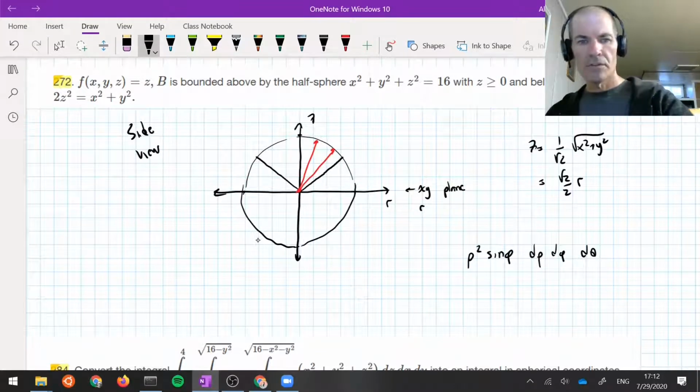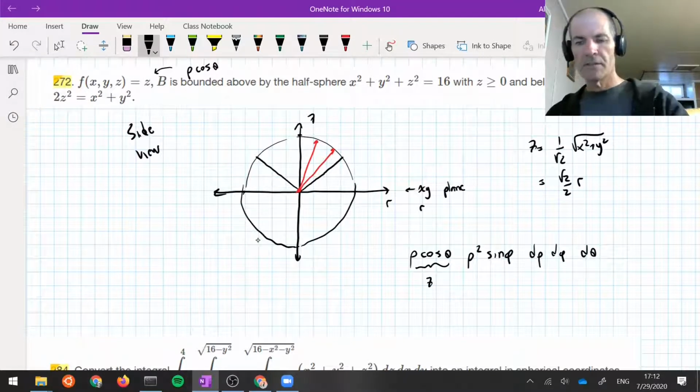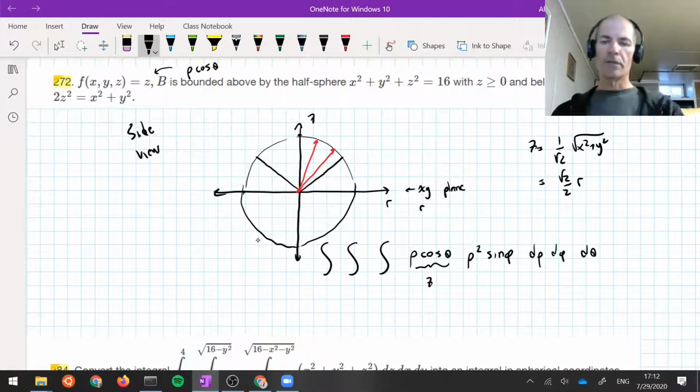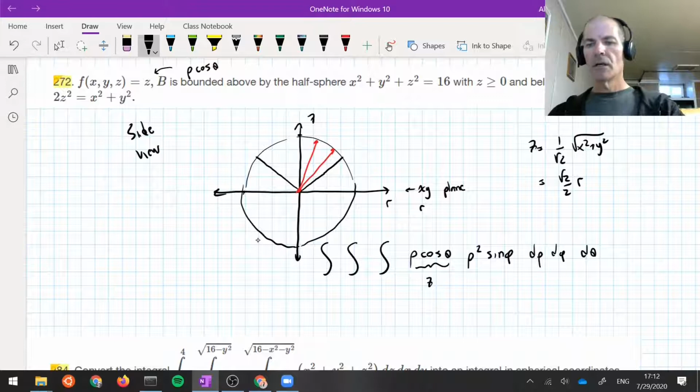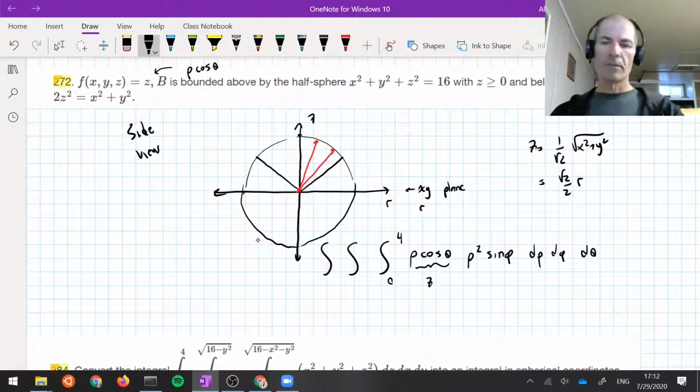So remember, what's z in spherical coordinates? It's rho cosine theta. So we get a rho cosine theta here, and I'll just remind everybody that that's z. And then we're going to integrate rho, integrate phi, integrate theta. We've got to figure out these limits of integration. If we're going to do rho, and rho always starts at 0 and goes out to the sphere, that's going to be 0 to 4.